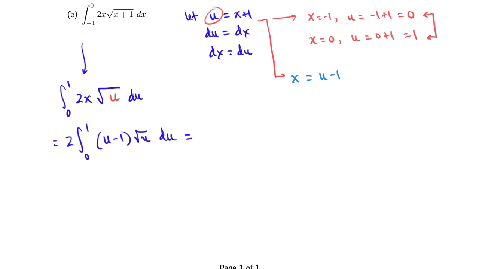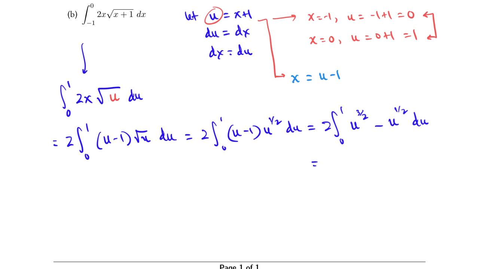The square root of u is u to the 1/2, so this is 2 times the definite integral from 0 to 1 of u minus 1 times u to the 1/2 du. We then distribute u to the 1/2 to the expression u minus 1 to get 2 times the definite integral from 0 to 1 of u times u to the 1/2, which is u to the 3/2, minus 1 times u to the 1/2, which is u to the 1/2.